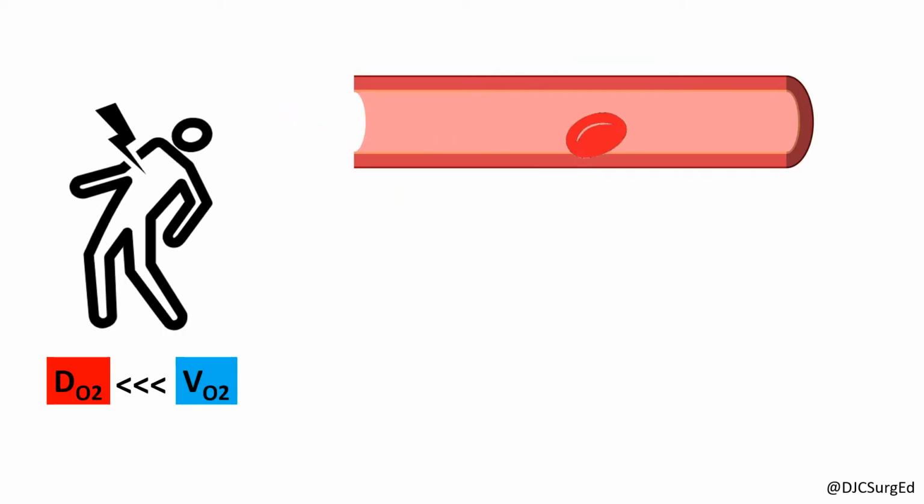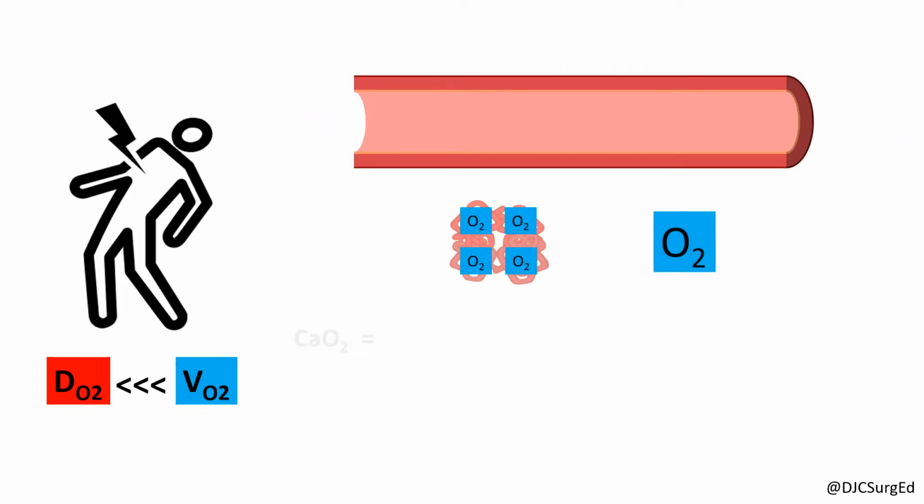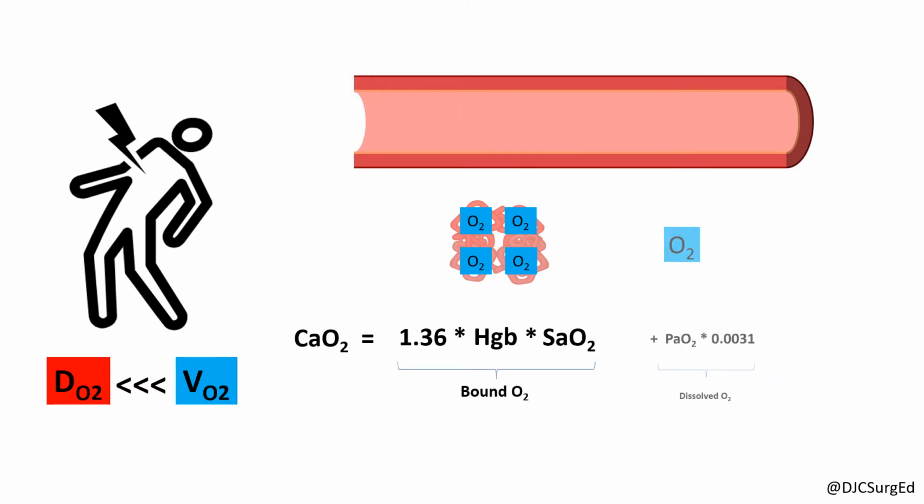Blood carries oxygen in two forms: the oxygen that is bound to hemoglobin and the oxygen that is dissolved in blood. The amount of dissolved oxygen is small and negligible, and the primary factors that affect the amount of oxygen carried in blood include the hemoglobin concentration and the arterial saturation.